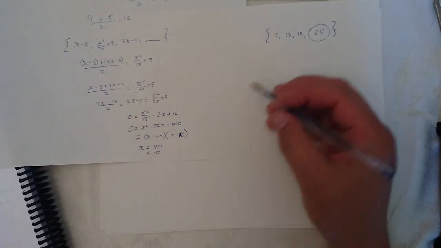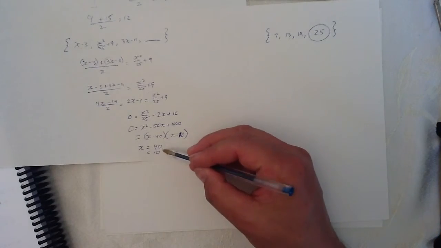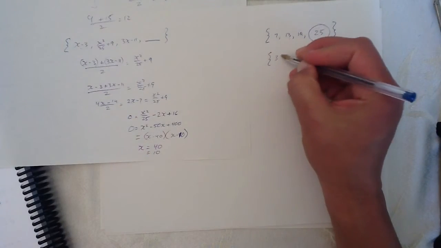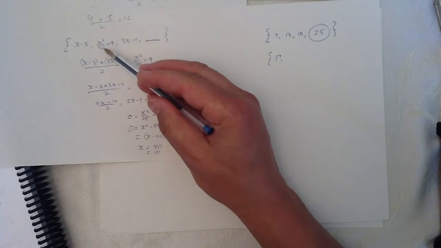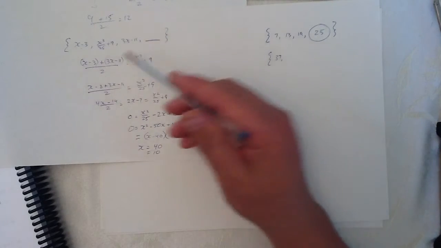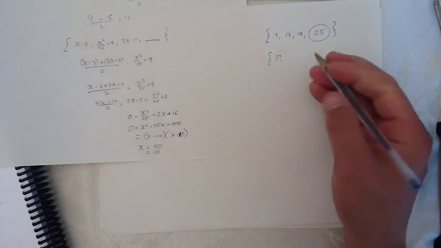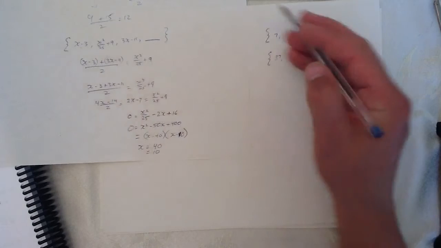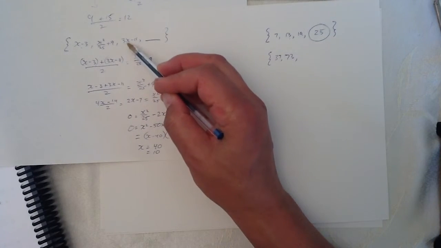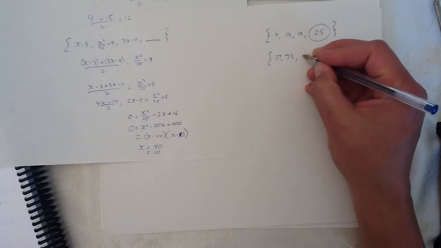Or we can plug 40 in, because 40 was a possible solution. So 40 minus 3 is 37. 40 squared over 25: 40 squared is 1600, divided by 25 is 64. 64 plus 9 is 73. And 40 times 3 is 120, minus 11 is 109.